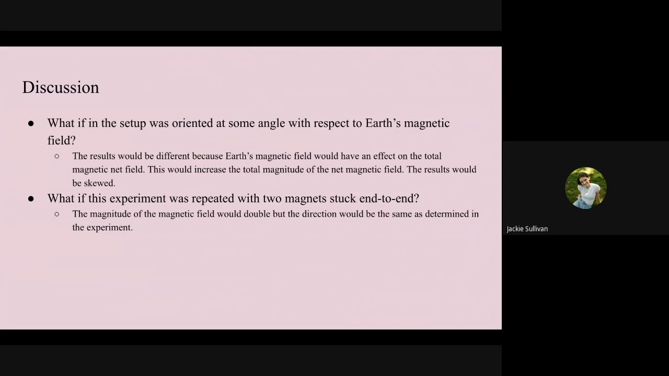For the discussion questions: what if the setup was oriented at some angle with respect to Earth's magnetic field? This would actually change the entire net magnetic field that we're getting, because we're going to have the influence of Earth's magnetic field and a lot of that pull. That's going to skew our results, because when we think we're isolating our bar magnet, we're actually getting some magnetic pull from the Earth. And if this experiment was repeated with two magnets stuck end to end, the direction of the magnetic field would still point in the same direction, but it would be double in magnitude since we now have two of those magnets.